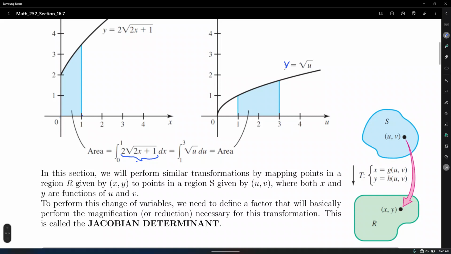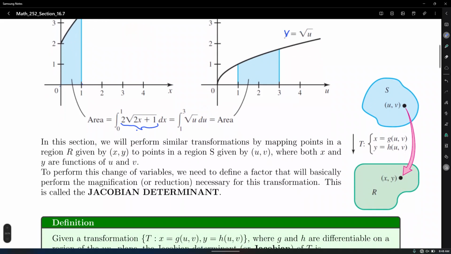But how do we do this with double integrals and potentially triple, quadruple, quintuple integrals? It turns out we already did this substitution on a double and a triple integral, but we were doing it for individual integrals, not for a double integral to do u and v substitution.